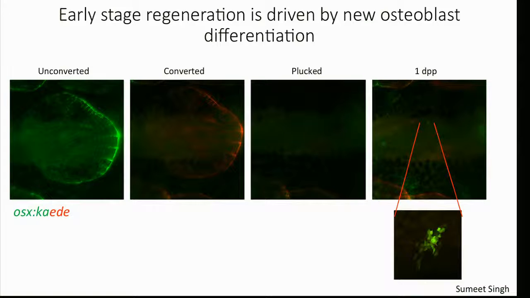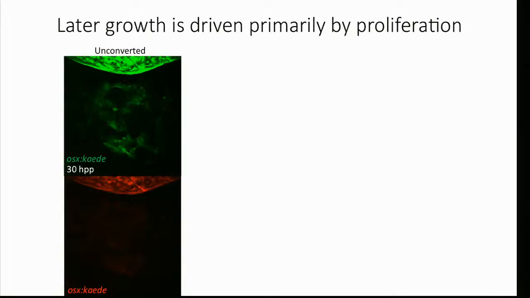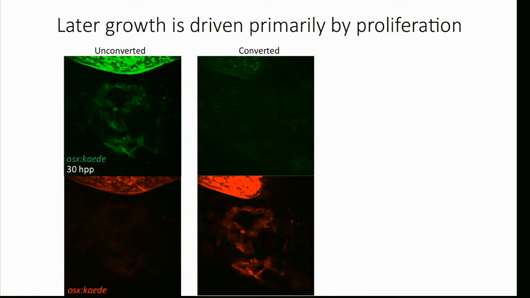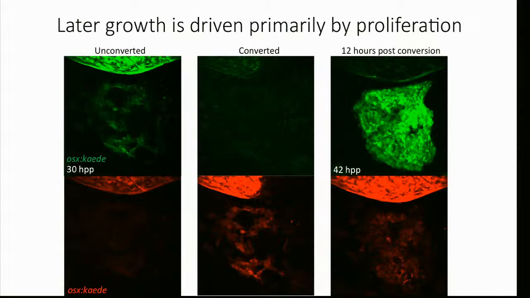However, if we change these experimental parameters slightly, so not converting the scale before plucking it, but rather plucking a scale off and then waiting until some of those new osteoblasts appear and converting those with exposure to UV light, then looking about 12 hours later, what we find is that the scale, as I implied earlier, has grown massively in a relatively short amount of time.